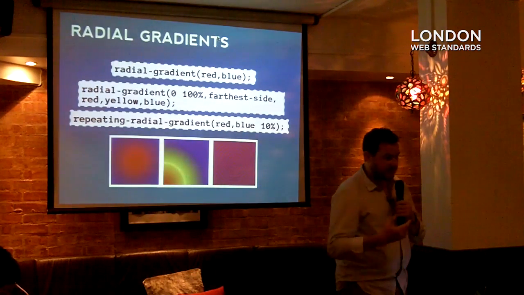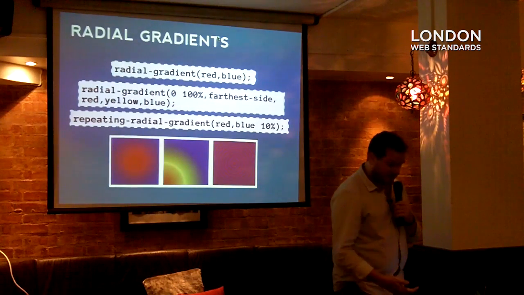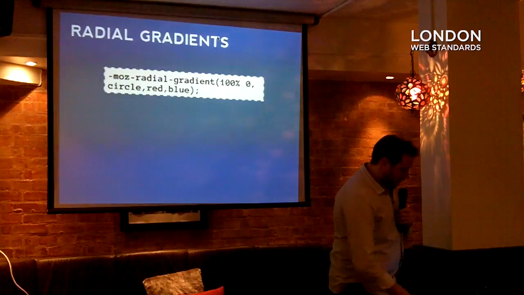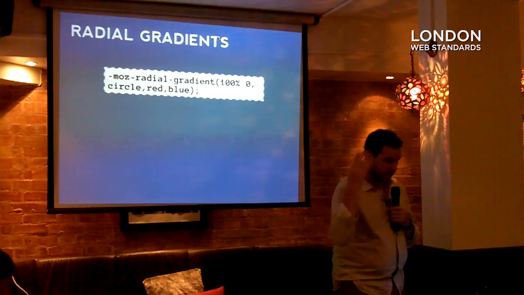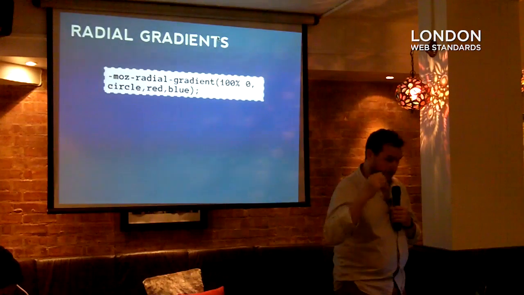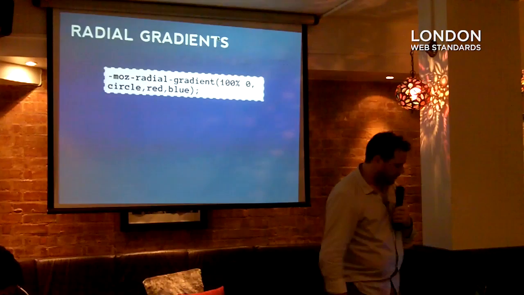Radial gradients now has this very nice simple syntax. When WebKit first implemented it, it was horrific. This is the now standard implementation, so you set the origin and you say what shape you want it to be, either a circle or an ellipse, and you set the two colors for it to go through.